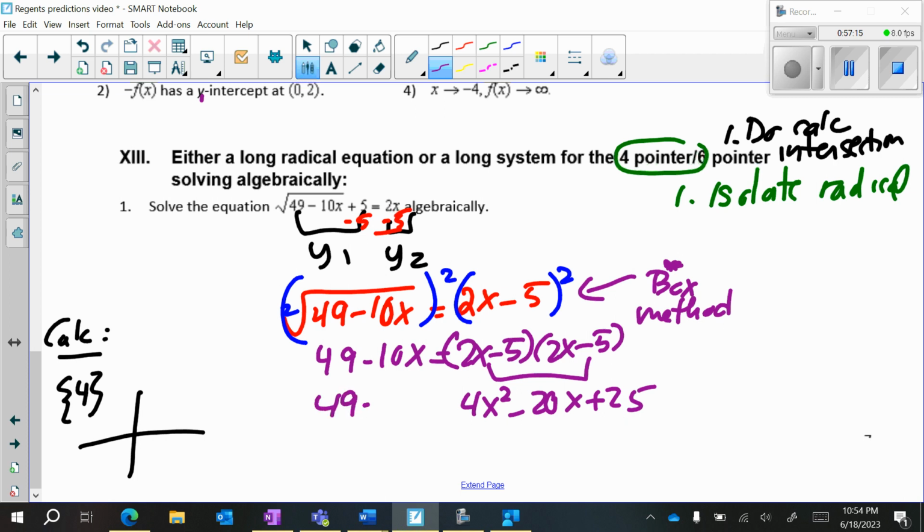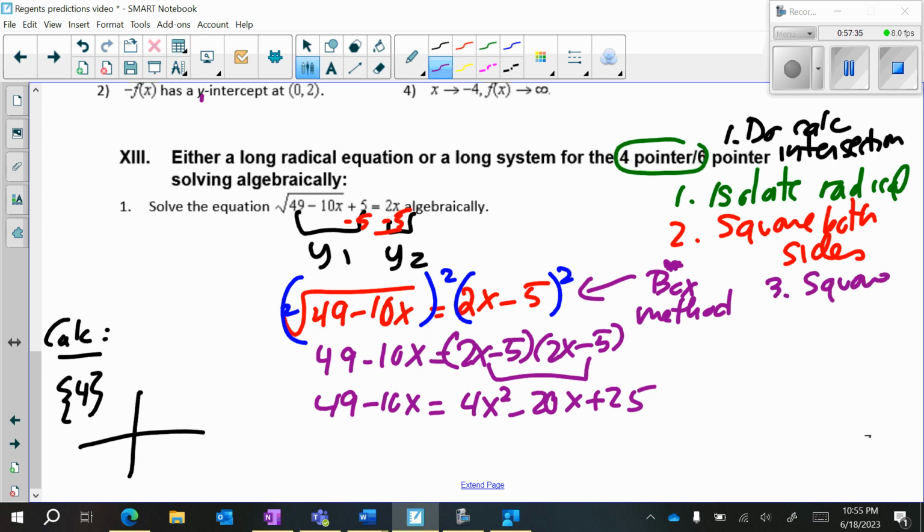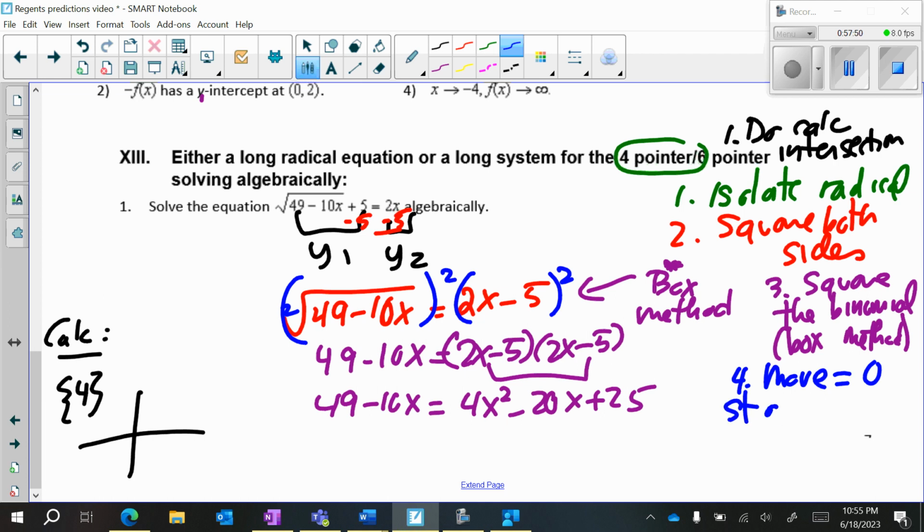After you do that, you want to move everything over to one side of the equal sign. Okay, so I just want to remind you what we did first. First, we got the radical by itself by subtracting 5. The next thing we did was square both sides because it was a square root. If it were a cube root, we would have cubed both sides. Then we square the binomial because you know you're going to get a binomial, so you're going to have to do box method on the one side, which is what I did in my head. Then you move everything to one side, set it equal to 0 in standard form. And then you're going to factor or do the quadratic formula if you're not good at factoring.